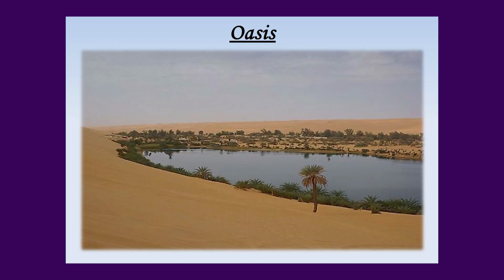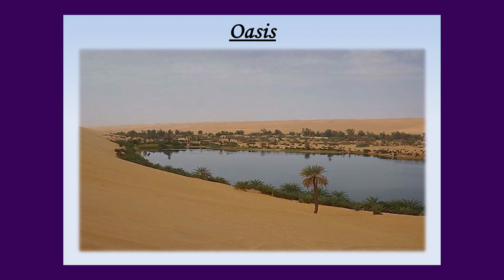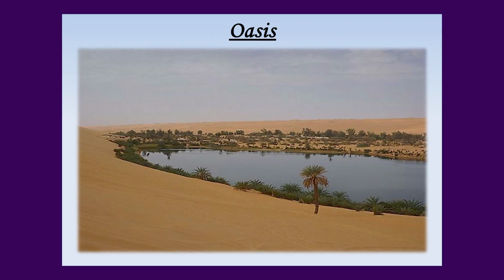Another important geographical feature, the oasis, is also found in the southern part of the Thar Desert. An oasis is an area made fertile by a source of fresh water in an otherwise dry and arid region.